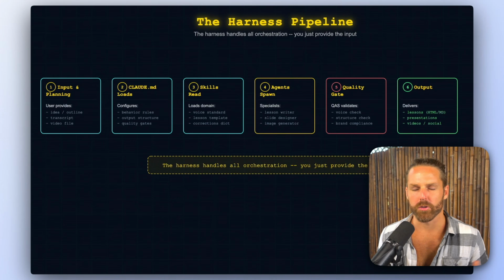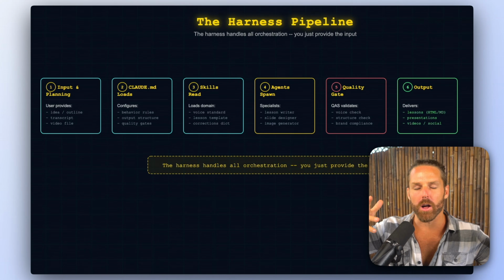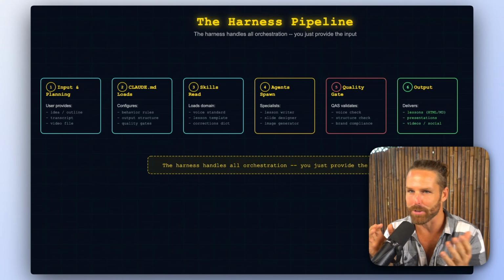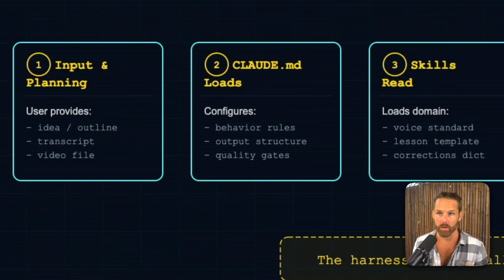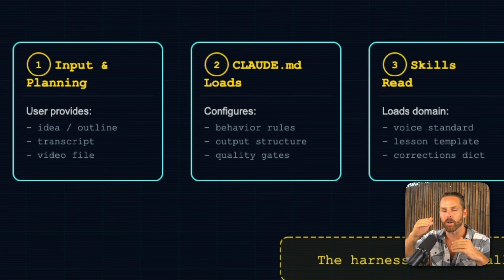I've mentioned it several times now. What is a harness? A harness is like all the cool things of Claude Code combined into one workspace, basically. First, you provide what you want, a prompt, an idea, an outline, a transcript, a video file, whatever it is. You're going to provide the thing for the harness to start with. Then CLAUDE.md gets loaded, okay? What is the harness meant to do? So the agent reads that and says, okay, this is my behavior. This is how I'm supposed to do the output structure. This is how I'm supposed to determine if this is quality or not for the user.